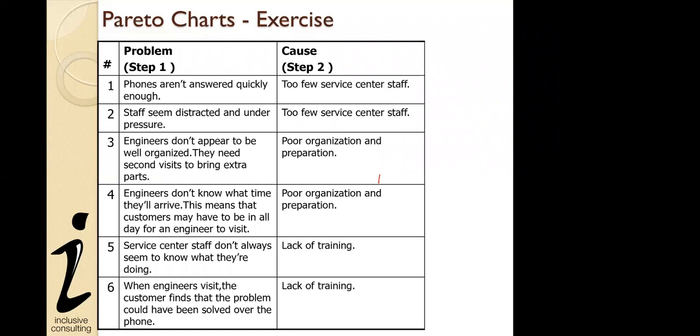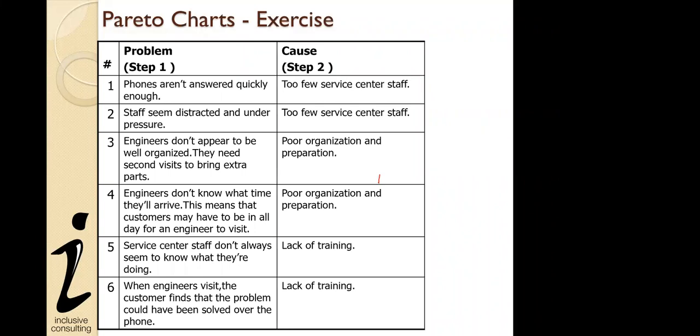So there are 6 problems that Ahmed had identified. Phones are not answered quickly enough, which is again coming from the customer. The customers are saying that you're not picking up the phones quickly enough. The staff seems distracted and under pressure. Engineers don't appear to be well organized. They need second visits to bring extra parts.